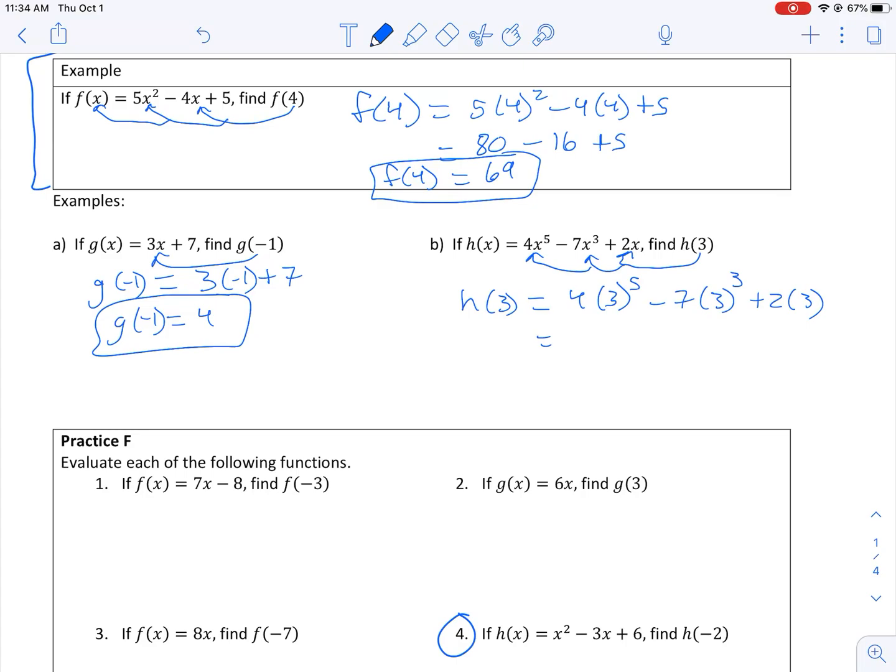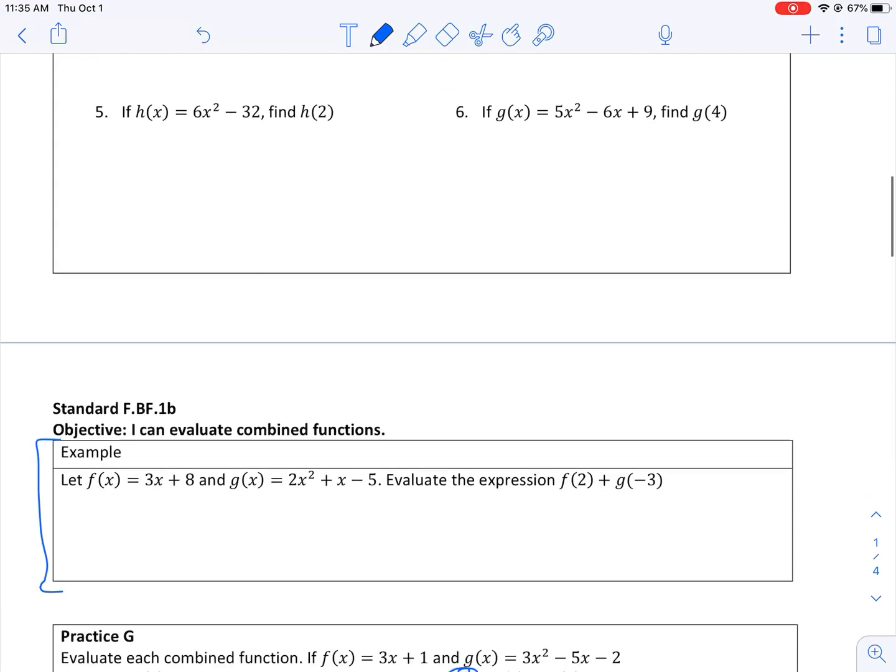Let me get this out. 4 times 3 to the 5th power, minus 7 times 3 to the 3rd, plus 2 times 3. I'm looking at 798. Sorry, that's not it. 789. I know how to read, I promise. And voila. So we've evaluated, and that's pretty much it. You just put the number in, push enter.